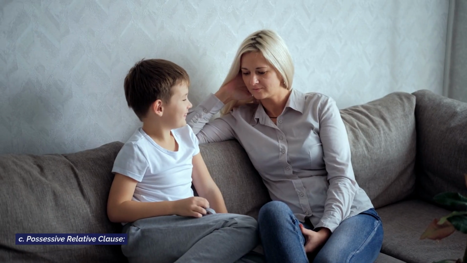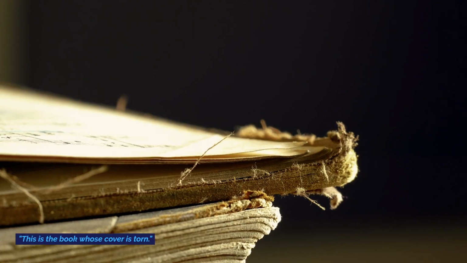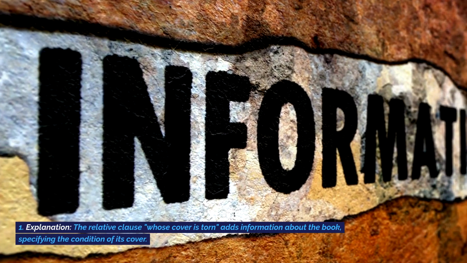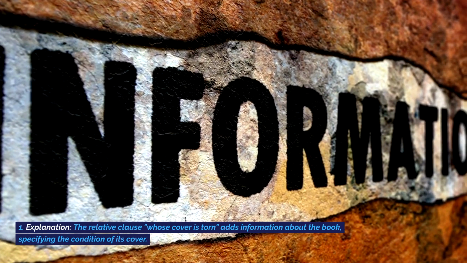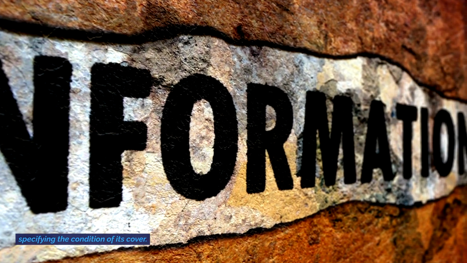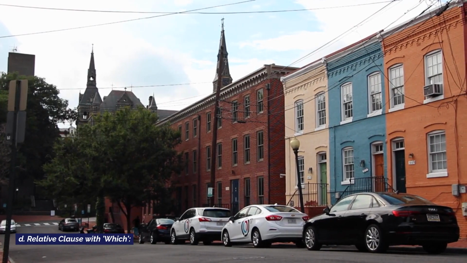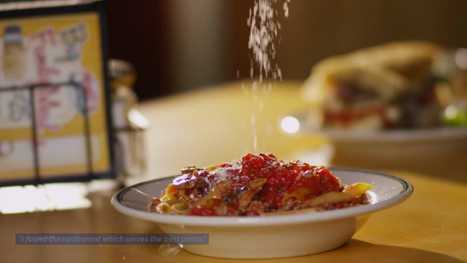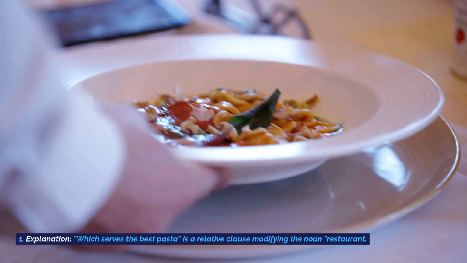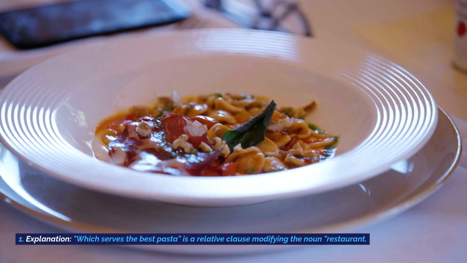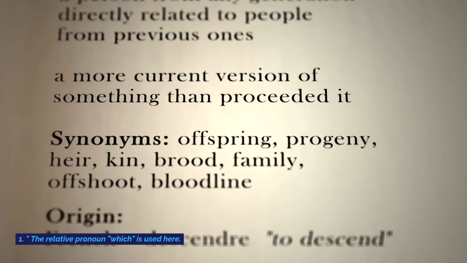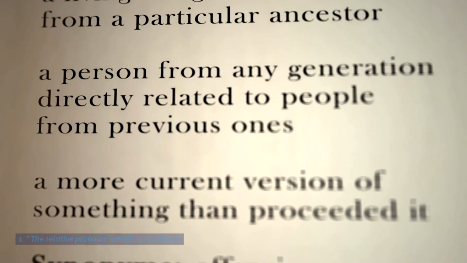C. Possessive relative clause. This is the book whose cover is torn. Explanation: the relative clause, whose cover is torn, adds information about the book, specifying the condition of its cover. D. Relative clause with which. I found the restaurant which serves the best pasta. Explanation: which serves the best pasta is a relative clause modifying the noun, restaurant. The relative pronoun, which, is used here.